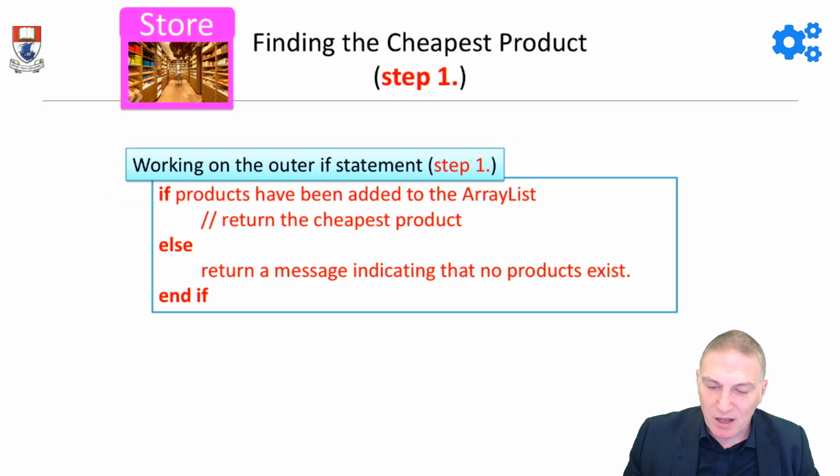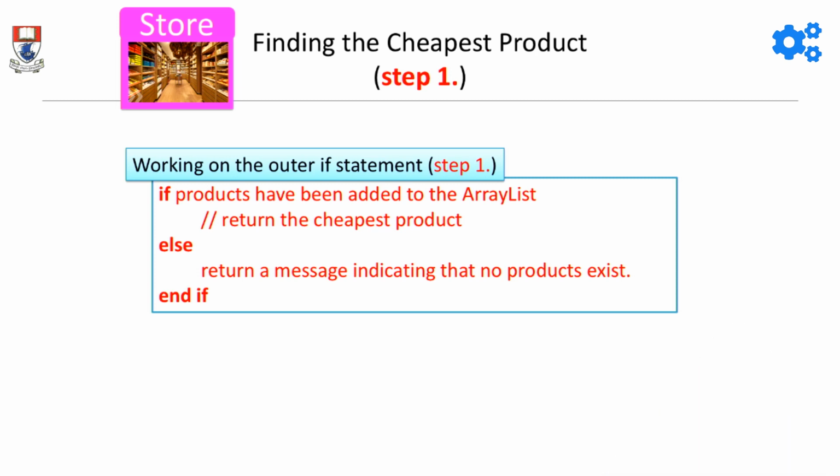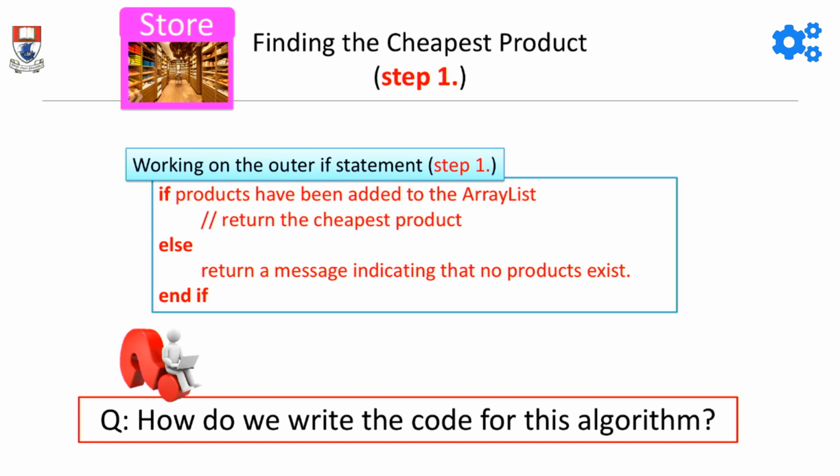Step 1, we have working on the outer if statement. So we have an if statement. If products have been added to the array list, return the cheapest product, else return a message indicating that no product exists. So the fact here is we have an if statement. How do we write the code for this algorithm? So we've outlined an if statement in red. So that should be easy enough to convert into Java code. You can write if statements.